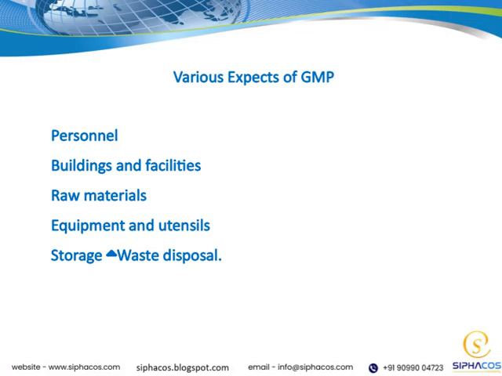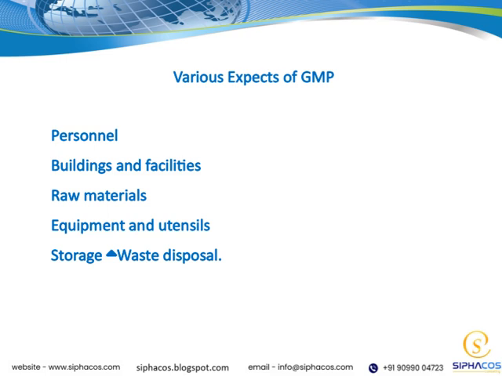Now, let's take a closer look at the various aspects that are essential for good manufacturing practices. First, personnel are the backbone of any quality operation. Having well-trained, knowledgeable staff ensures that every step of the process meets the required standards. Next, buildings and facilities must be designed and maintained properly to create a safe and controlled environment for production. This includes proper layout, cleanliness, and preventing contamination.